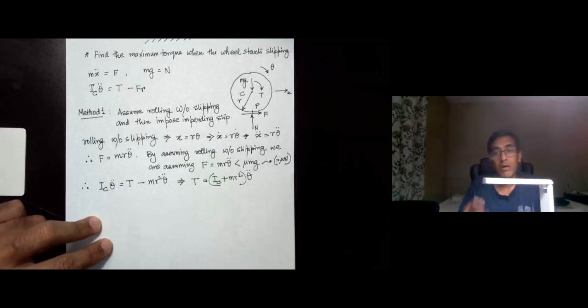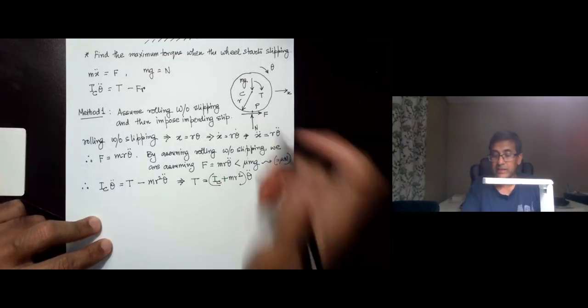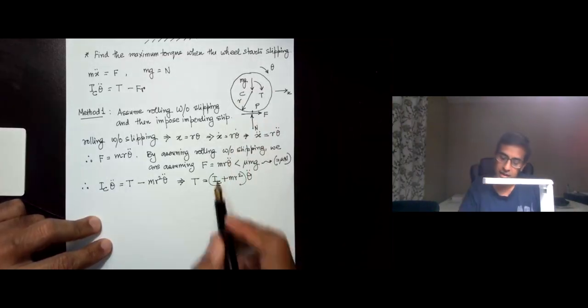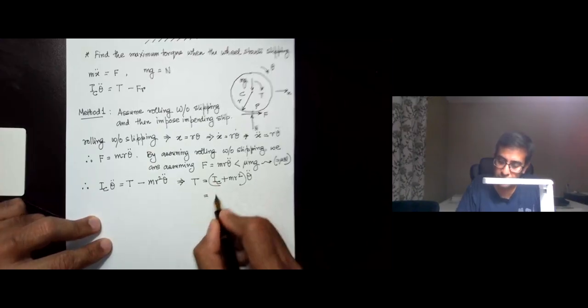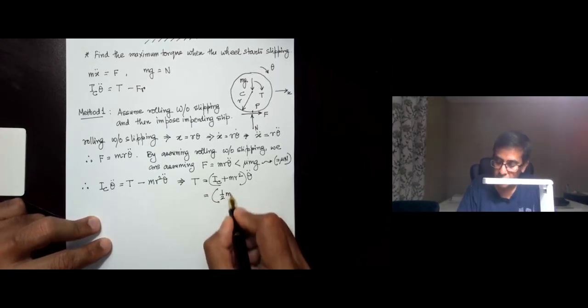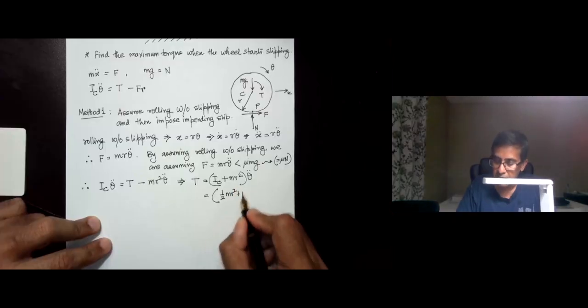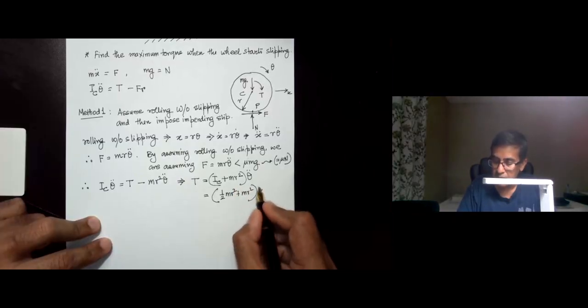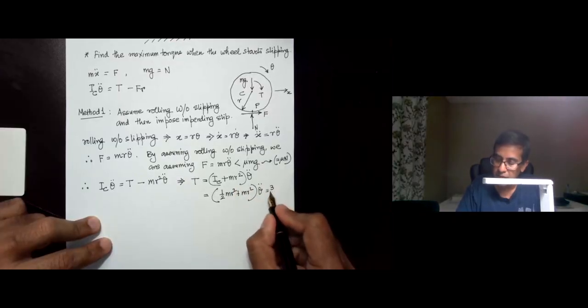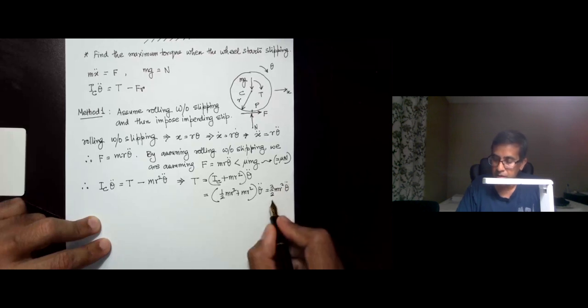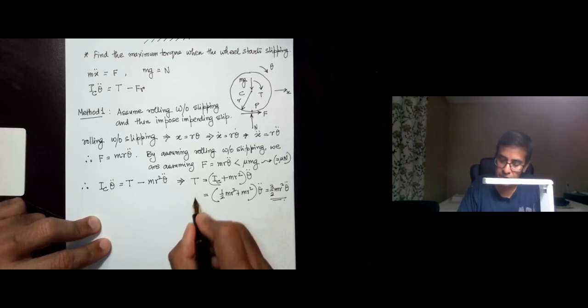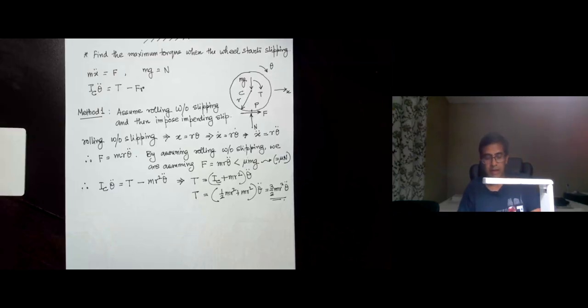If we assume, or if we impose that this wheel is essentially a disk, then I_C is half m r squared. So this is going to be half m r squared plus m r squared, times theta double dot, which is 3 by 2 m r squared theta double dot. So that's the expression for the torque.